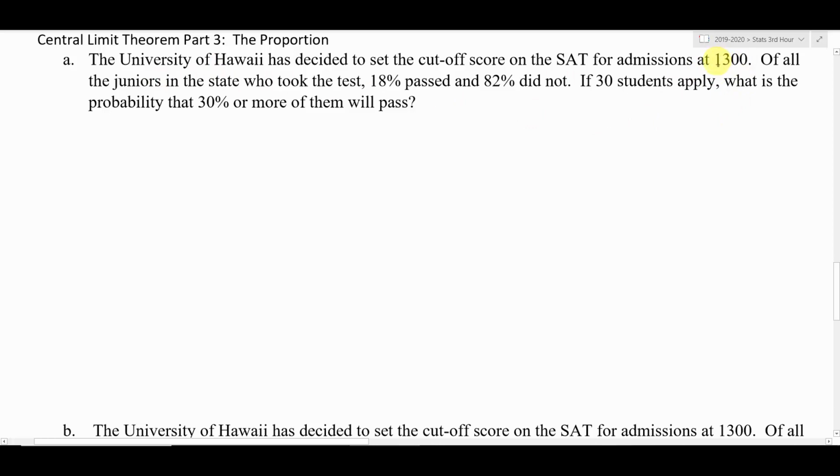So then they looked at the population. Of all the juniors in the state who took the SAT, only 18% of them got higher than a 1300 and 82% did not. So this number that they're giving you here, this 18%, that's P, our population proportion. This 82% they're giving you here, that's 1 minus P. That's your complement.